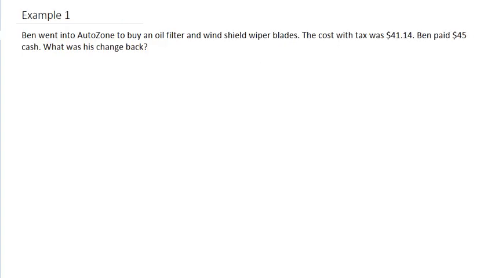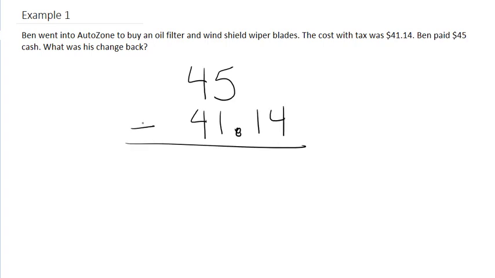Example 1. Ben went into AutoZone to buy an oil filter and windshield wiper blades. The cost with tax was $41.14, and Ben paid $45 cash. What was his change back? So what we're going to do is put the larger number on top, which is $45. And then we have 41.14. As it's a smaller number, I'll put it below the 45.